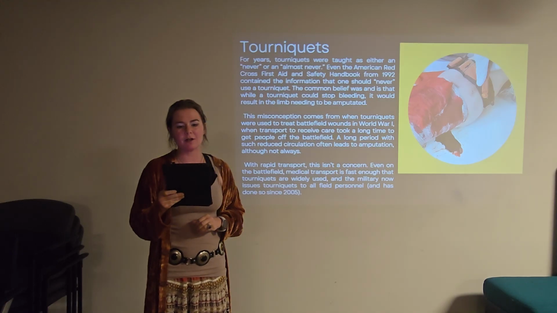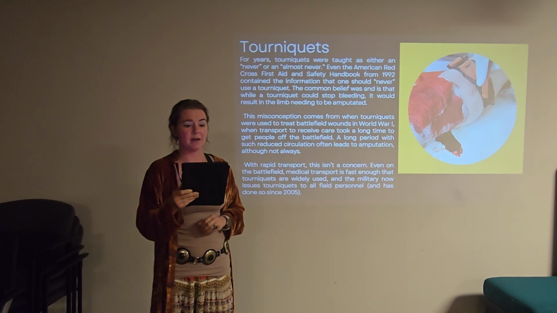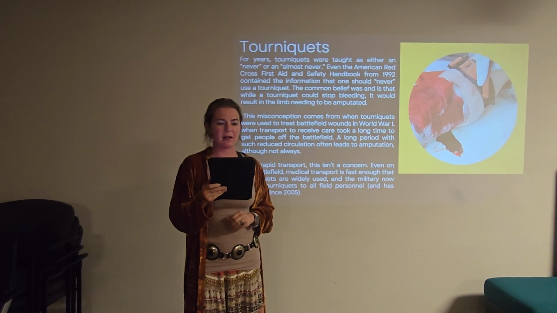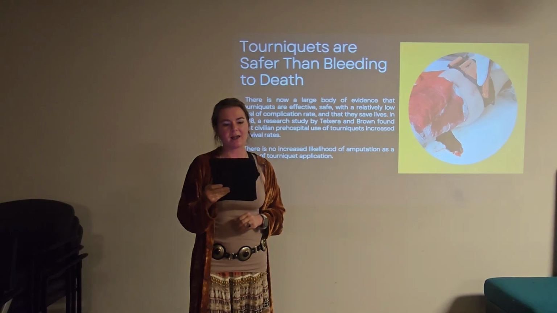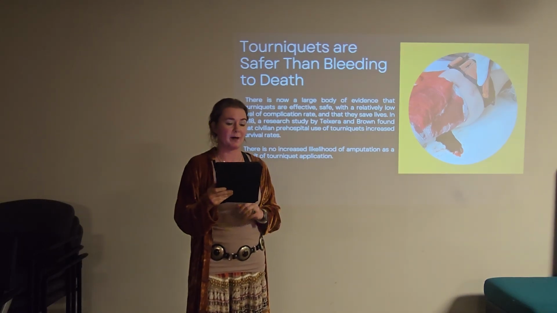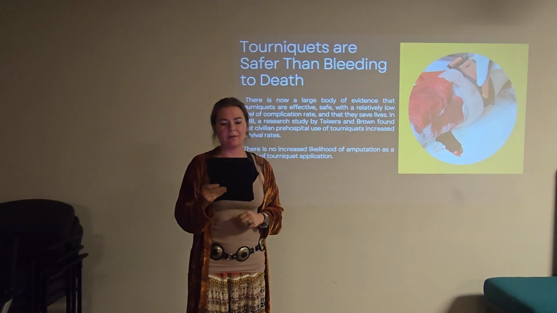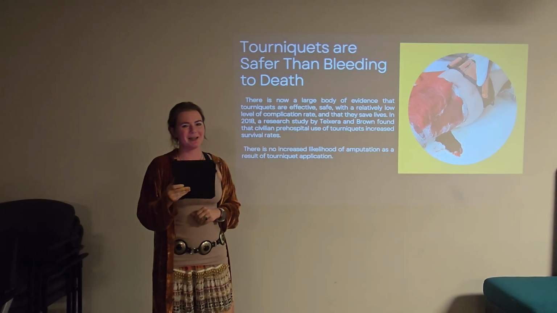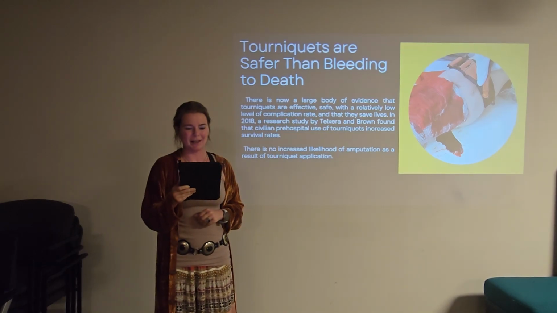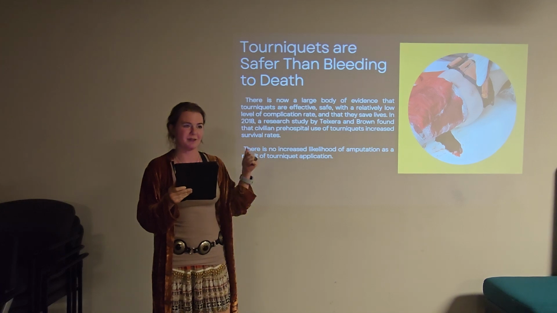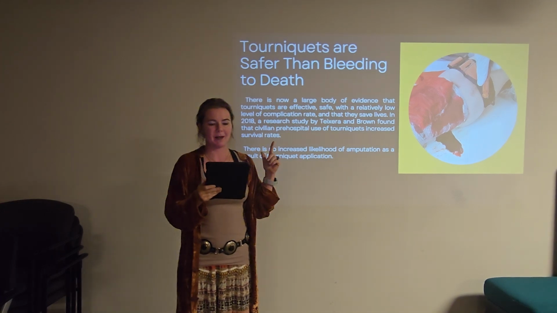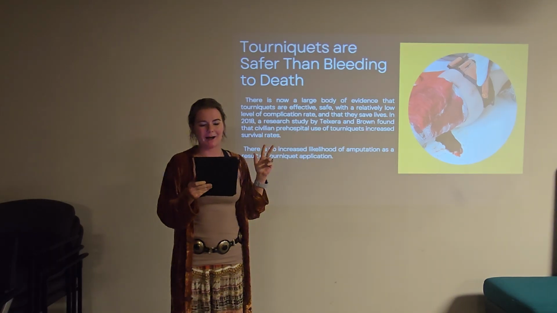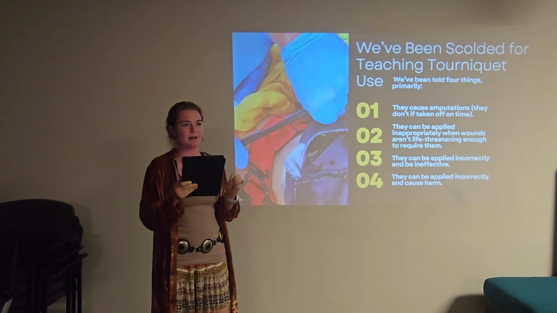There is now a very large body of evidence that tourniquets are effective, they're safe, they have a relatively low level of complication rate, and that they save lives. In 2018, a research study by Teixeira and Brown found that the civilian pre-hospital use of tourniquets increased survival rates. There is no increased likelihood of amputation as a result of tourniquet application. We have been scolded for bringing up tourniquets in our classes and told that we're teaching people unsafe things. We've been told they cause amputations. They don't if they're taken off on time. They can be applied inappropriately when wounds aren't life-threatening enough to require them, and they can be applied incorrectly and be ineffective, and they can be applied incorrectly and cause harm.